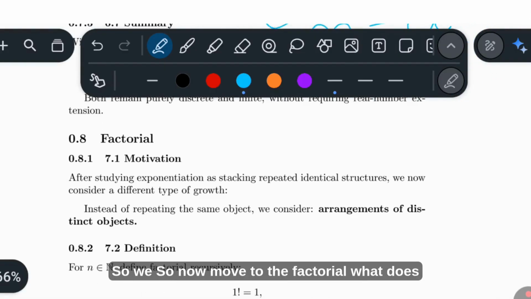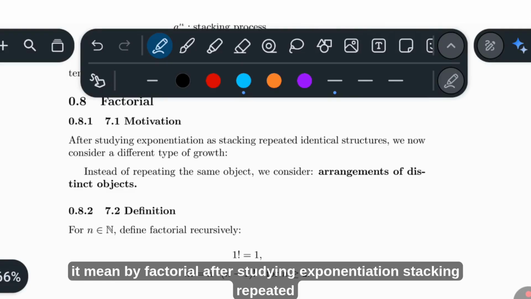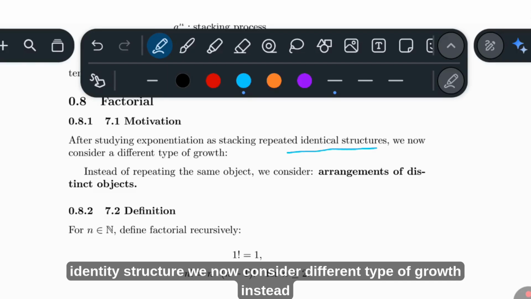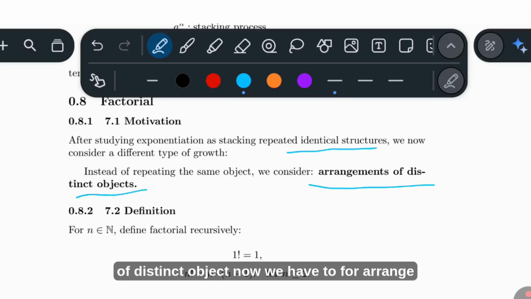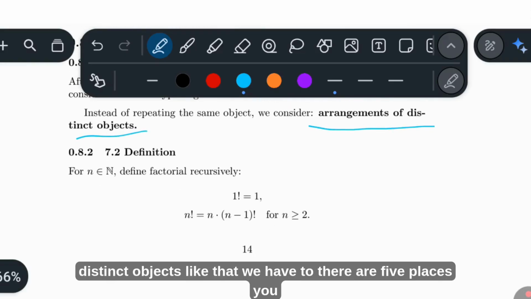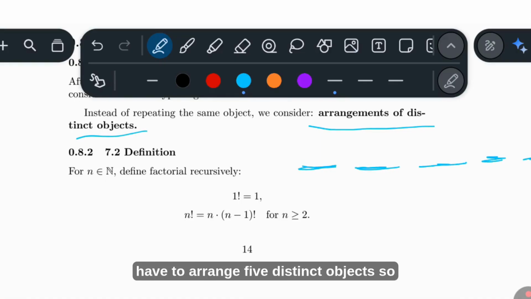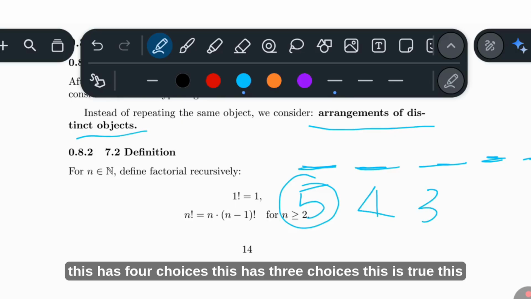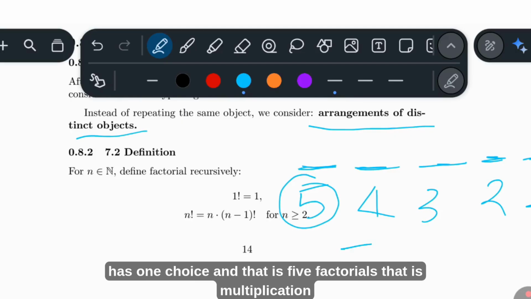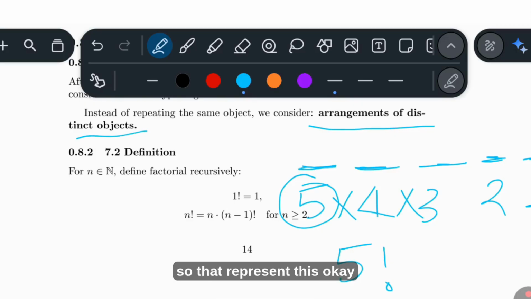So now move to the factorial. What do we mean by factorial? After studying exponentiation, stacking repeated identical structure, we now consider a different type of growth. Instead of repeating the same objects, we consider arrangement of distinct objects. We have to arrange distinct objects like that. There are 5 places and you have to arrange 5 distinct objects. So this has 5 choices, this has 4 choices, this has 3 choices, this has 2, this has 1 choice, and that is 5 factorial. That is multiplication.